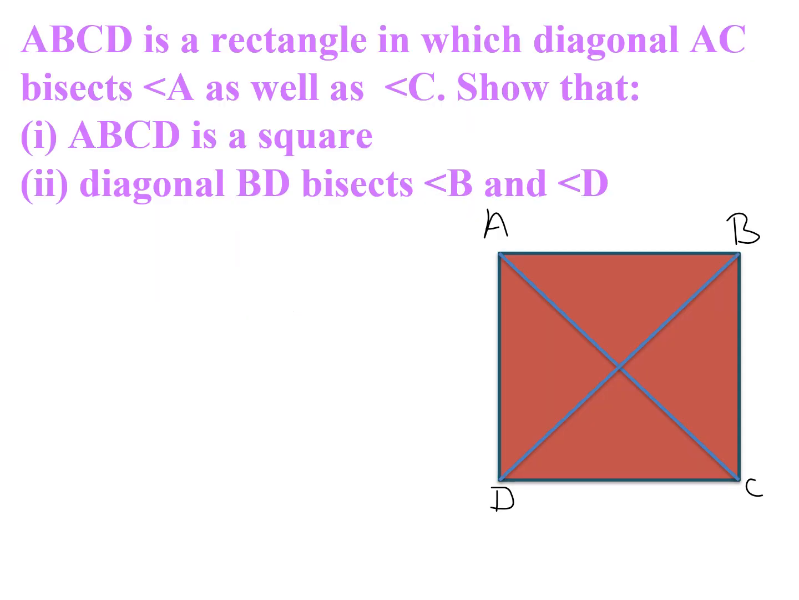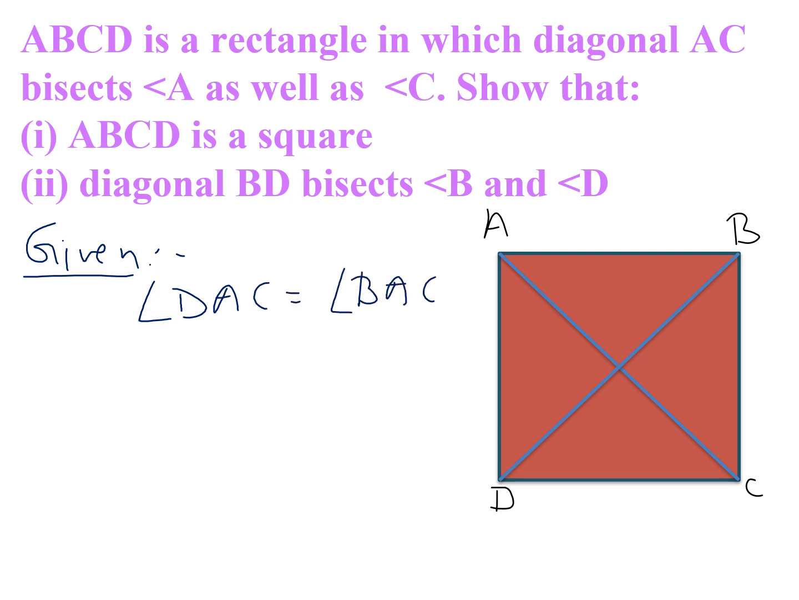ABCD is a rectangle in which diagonal AC bisects angle A as well as angle C. Show that ABCD is a square. So what is given here? That AC bisects angle A. That means angle DAC is equal to angle BAC and angle DCA is equal to angle BCA. What we have to prove is that ABCD is a square.